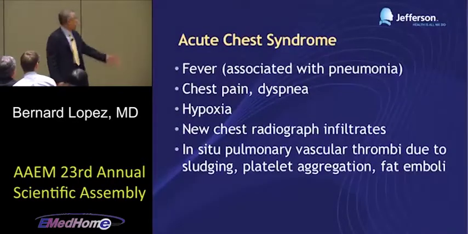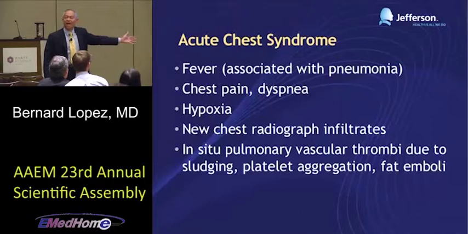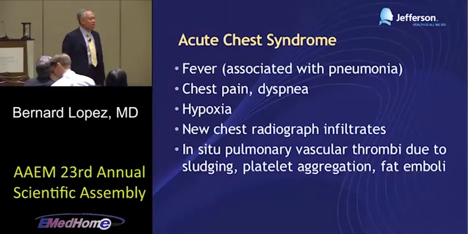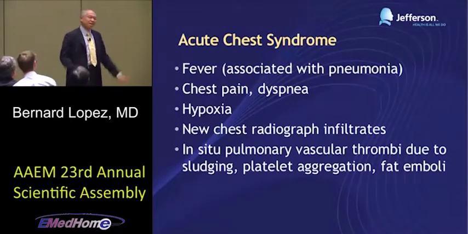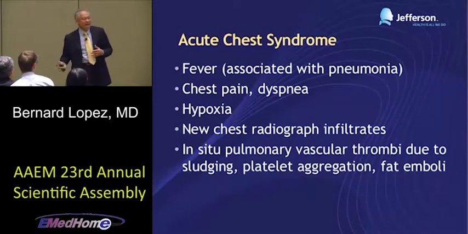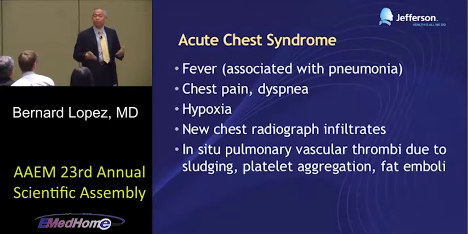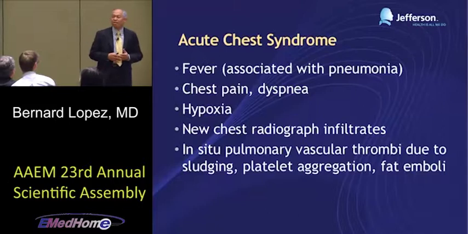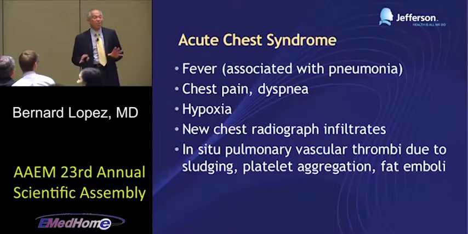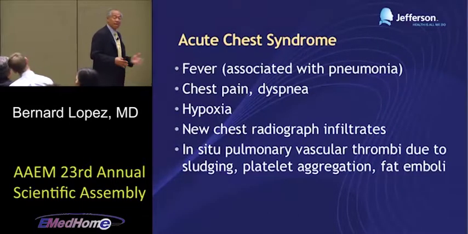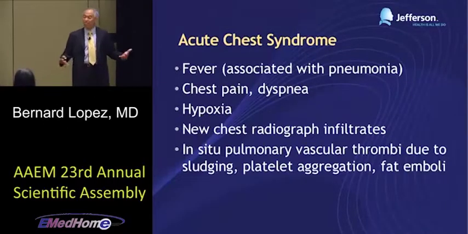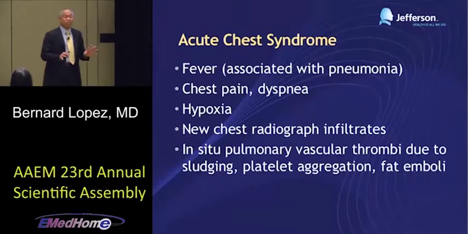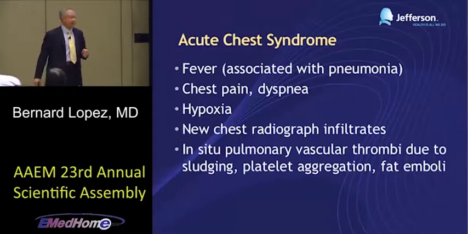This is what it is. When you look at the criteria that I have up here, this is how we diagnose it. Well, that looks like pneumonia: hypoxia, chest pain, fever, new infiltrates. How do you know that it's not pneumonia? Well, you really don't know. It might be pneumonia, it might be ACS, it might be both combined. Suffice it to say that pneumonia can cause ACS.